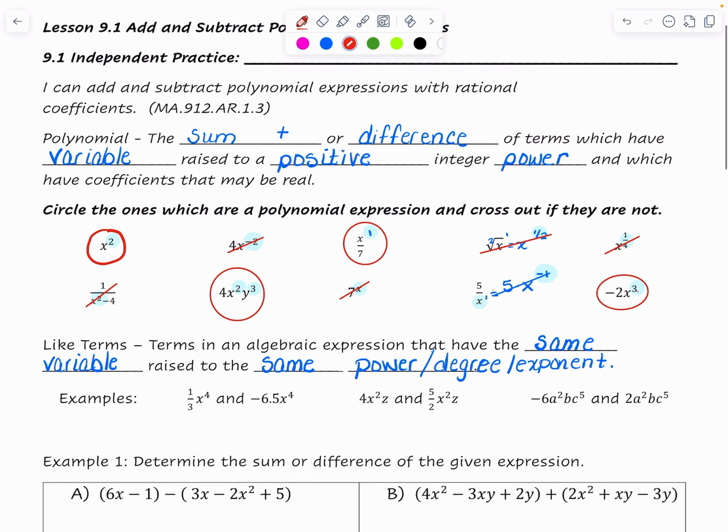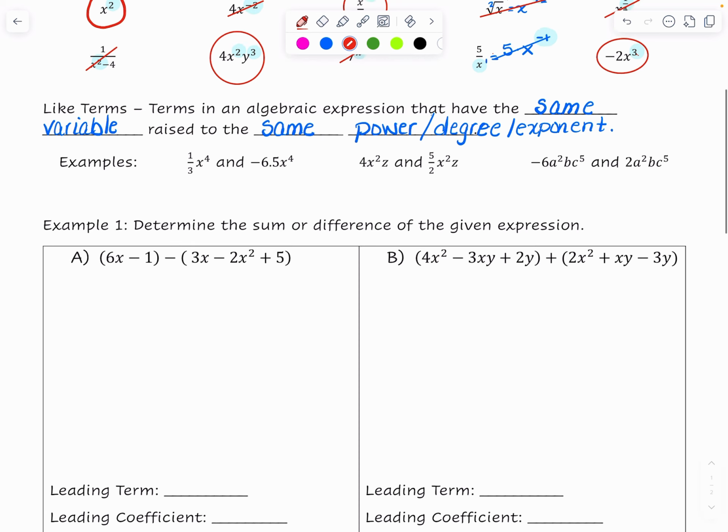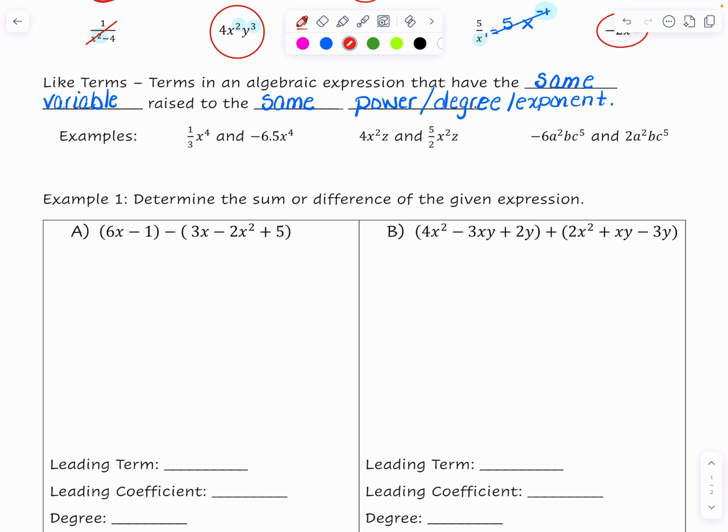Okay, all right, so then we have, what are like terms? Like terms are algebraic expressions that have the same variable raised to the same power. So we're looking for things that they have in common. I have 1/3 x to the 4th and negative 6.5 x to the 4th. The part that makes them alike is x to the 4th. So when they have the same variable with an exponent, we can add or subtract the coefficients that are in front of x to the 4th. We can combine those two.